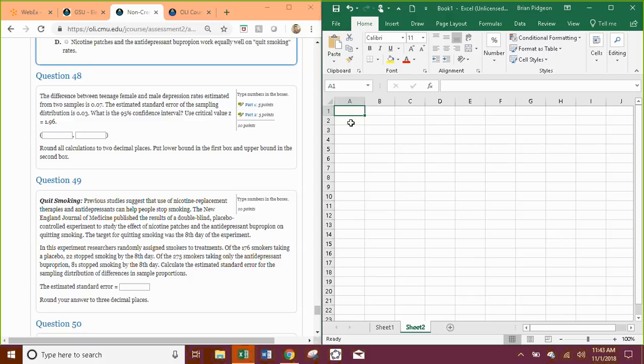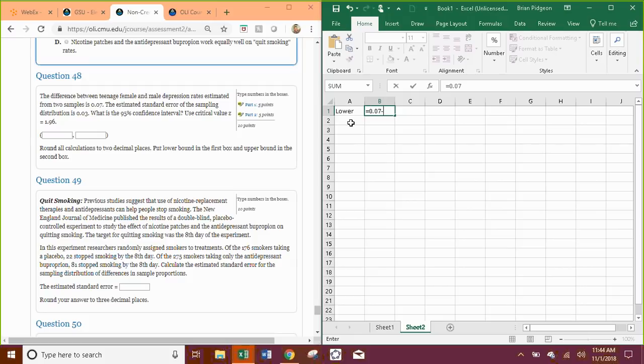Confidence interval, almost done. All right. So, the difference between teenage female and male depression rates estimated from two samples is 0.07. The estimated standard error of the sampling distribution is 0.03. What's the 95% confidence interval?